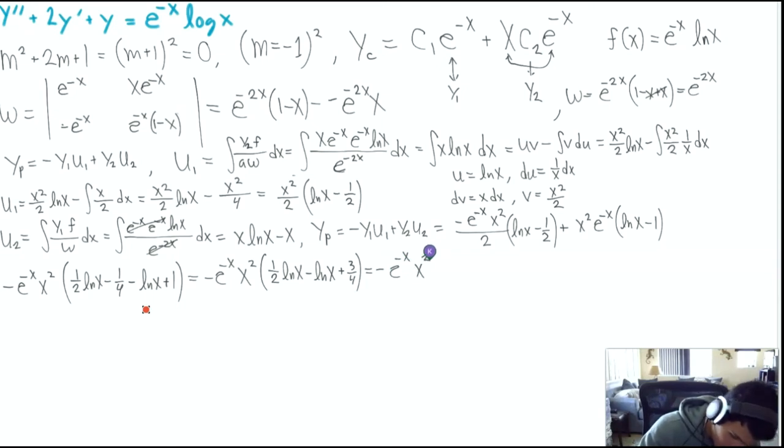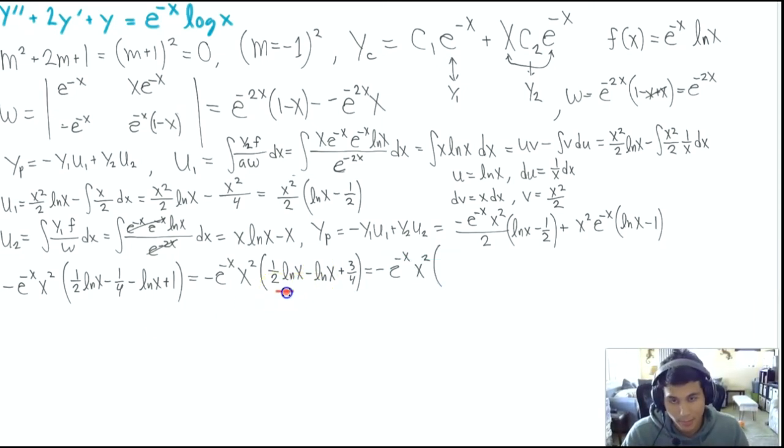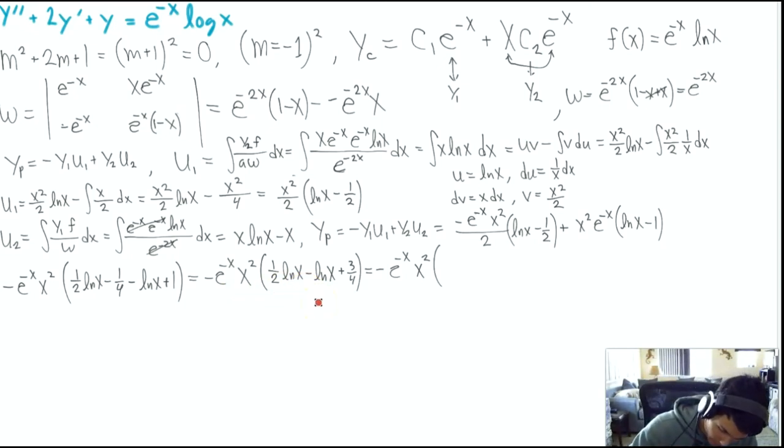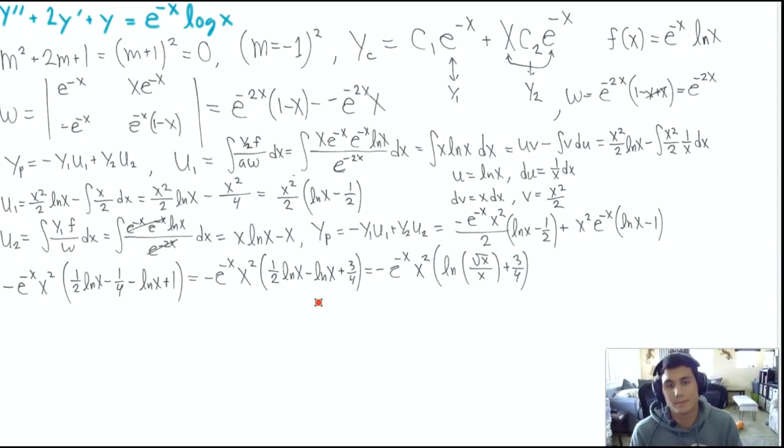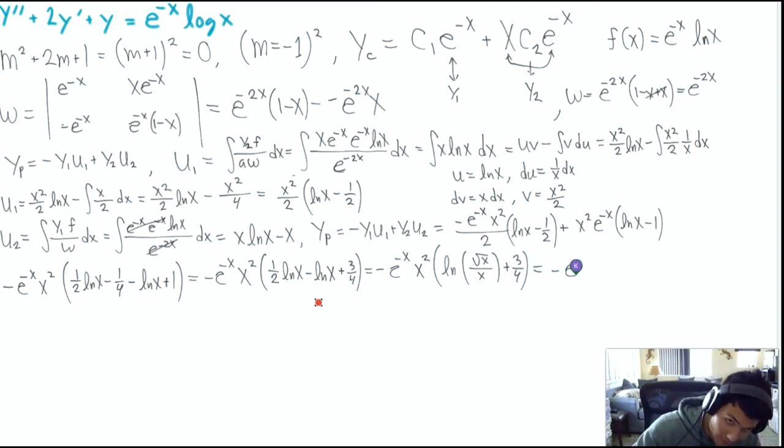And we can actually even rewrite this once more. Again, you don't have to do this, but maybe this helps someone learn a little bit of factoring and algebra and making something look nicer, right? You could write this as ln of the square root of x over x, plus 3/4. And we can even make this look like negative e to the negative x squared ln of 1 over the square root of x.